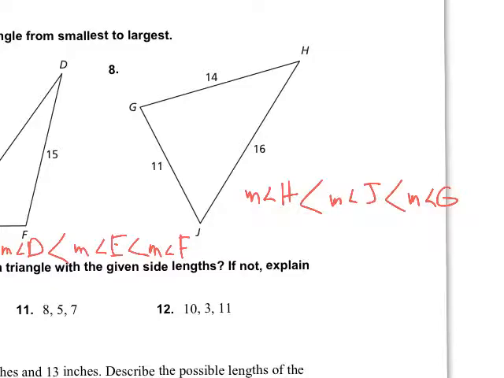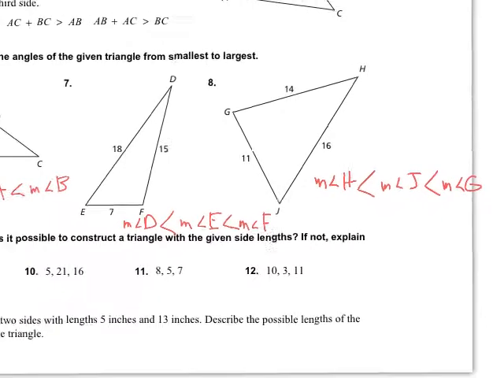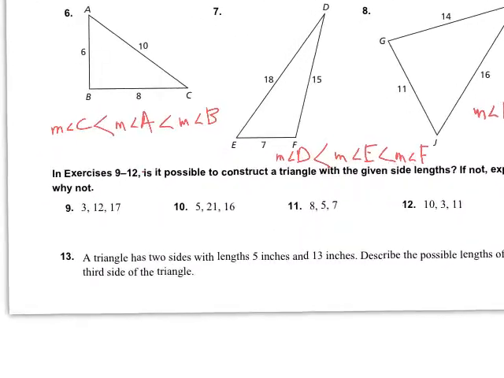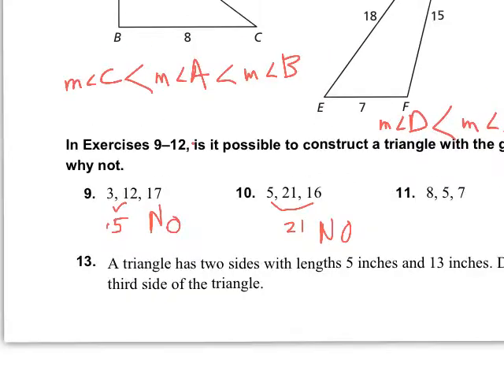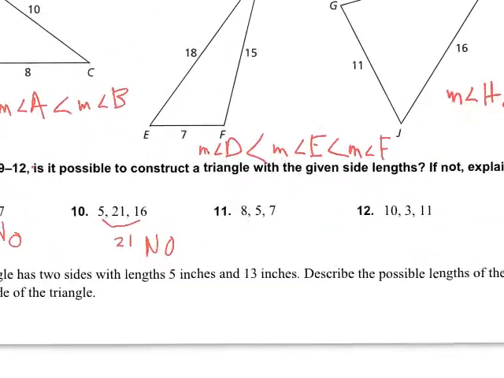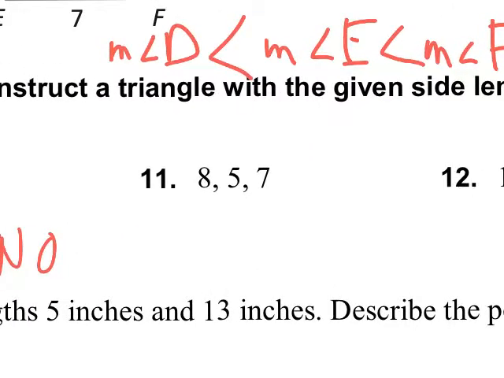Angles and sides. Okay, the rest of the problems just ask me, is it possible for this to be a triangle? Okay, so I'm looking for the two smallest sides added together to be bigger than the third side. So here 3 and 12 is 15. That's not bigger than 17, so this is no. It's not possible. 5 and 16 make 21. Okay, so 21 is not bigger than 21, so again, that would be no. If I look at 11, two smallest, 5 and 7 makes 12, which is bigger than 8, so this is a yes.